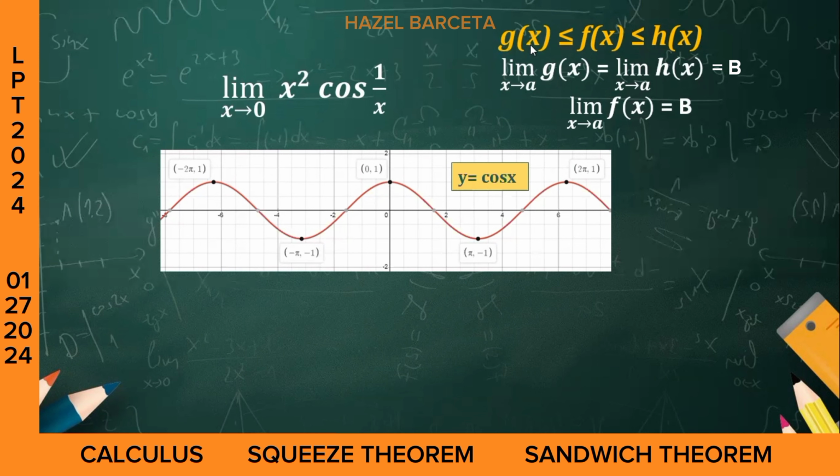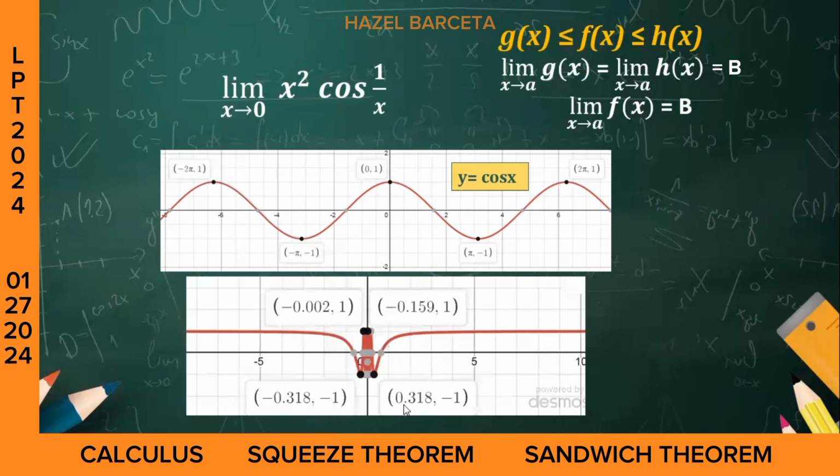So here, negative 1, this is for the cosine, and this is positive 1. So this is for cosine x. So what about our problem? It is like this, for cosine of 1 over x. But let us note na negative 1 and 1 pa rin po ang ating graph.